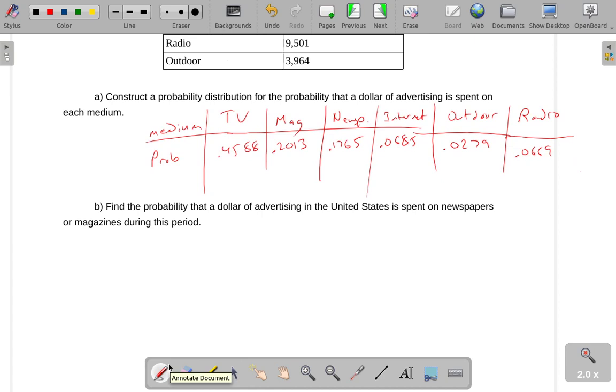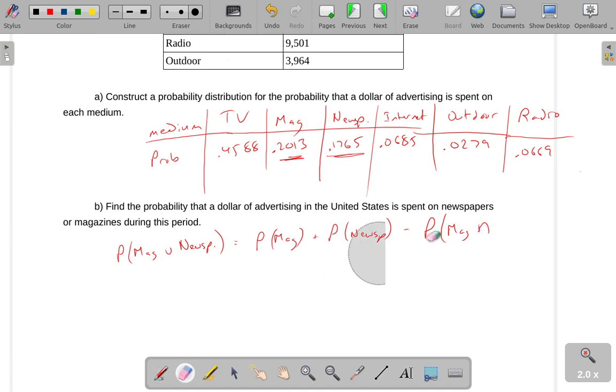Alright, find the probability that $1 of advertising in the US is spent on newspapers or magazines during this period. So newspapers, we'd see it's this probability, and magazines was this probability right here. Since there's no overlap between the two of these, technically I would need to use the union rule here. Magazine union newspapers. If I was to find the probability of the union, I would take the probability of the first plus the probability of the second minus the probability of their intersection, right? Magazine intersect.